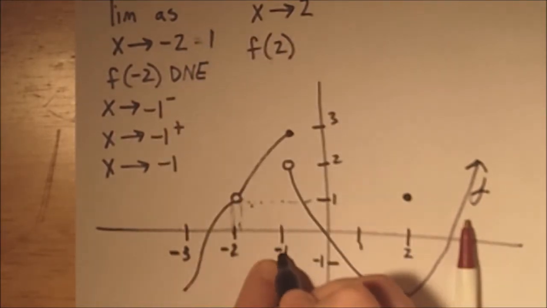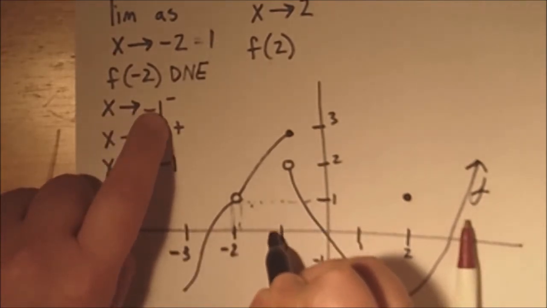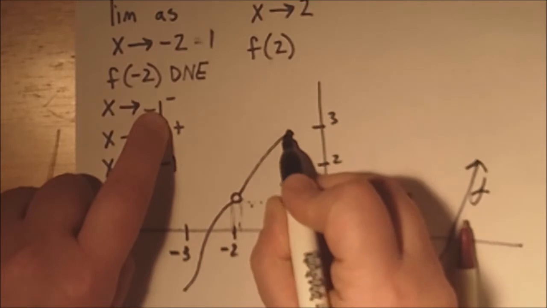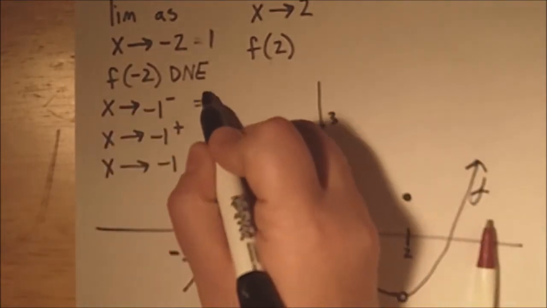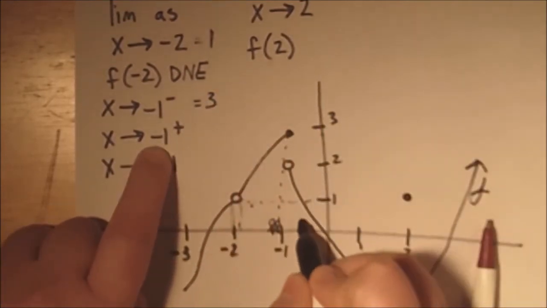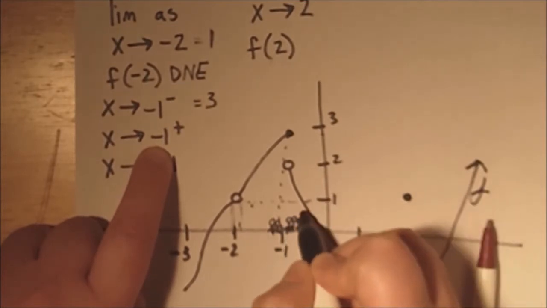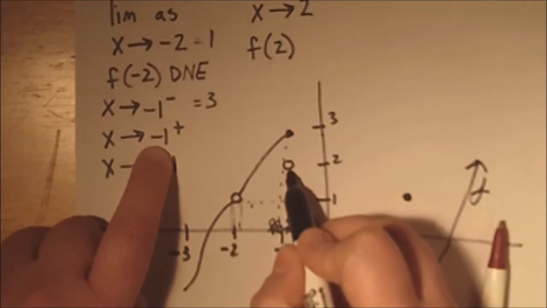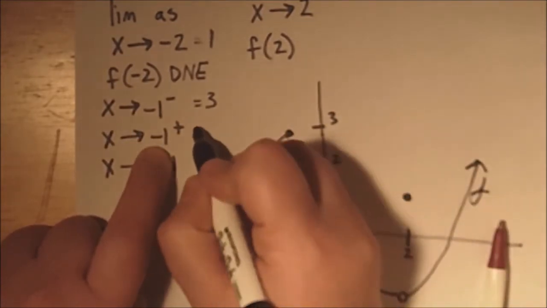Now, if I were to look at -1 from the left, so that means values to the left of -1, I'm walking along from values less than -1. Looking up at the function, I see functional values approaching 3. But if I walk up from the right-hand side, I see functional values close to 2. Doesn't matter that one circle's open, one circle's closed. I don't actually step on -1.